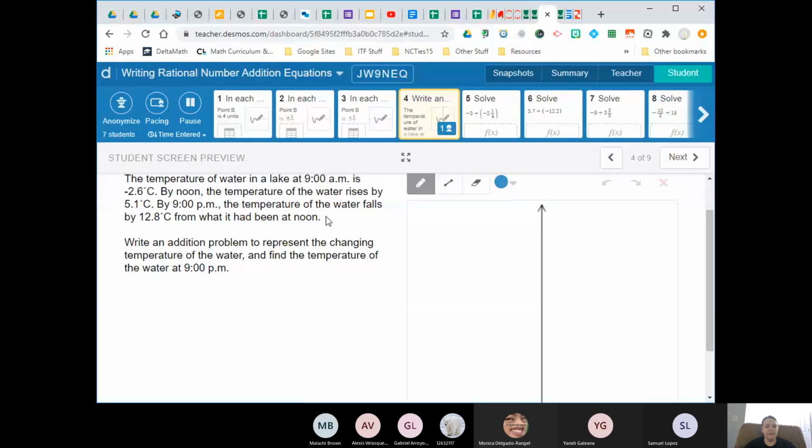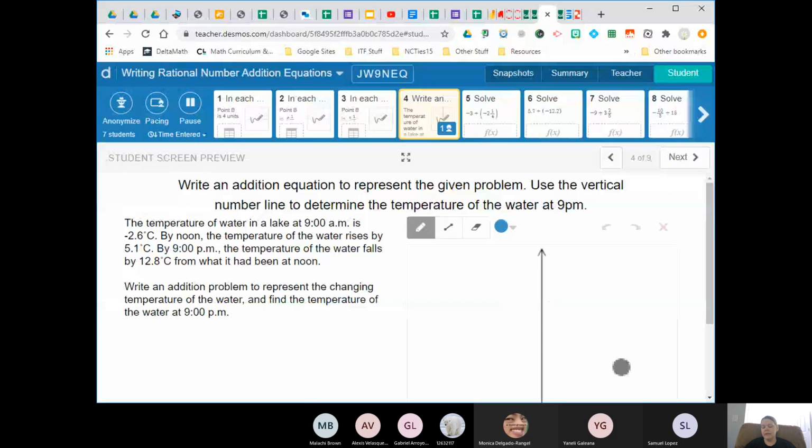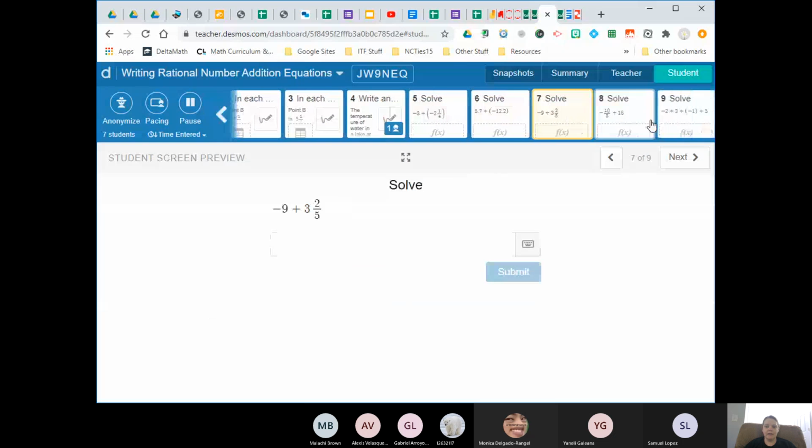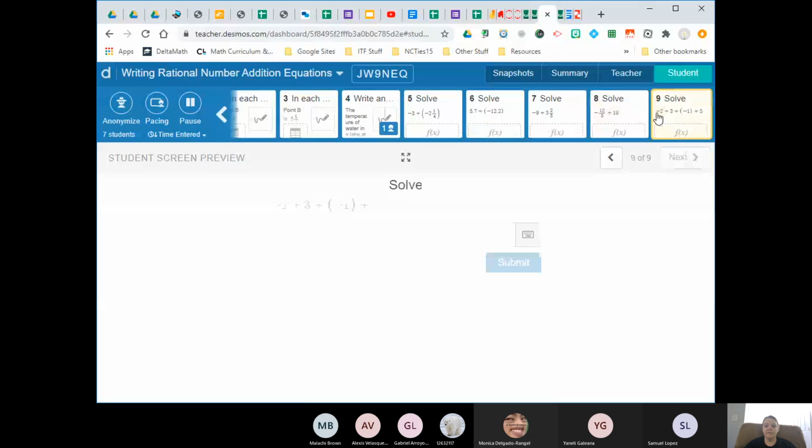Then you have one that is a word problem, and it's a vertical number line. It works the same way. We would draw in 0. Anything above would be positive. Anything below would be negative. And then you have 5 problems that are asking you to solve. Okay.